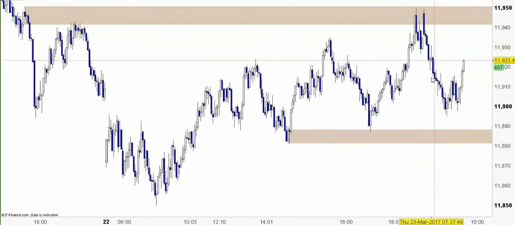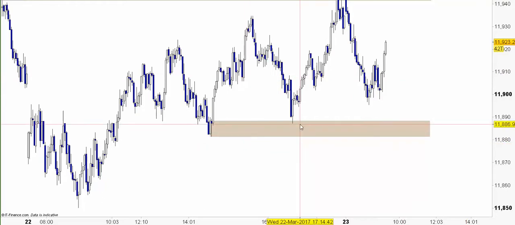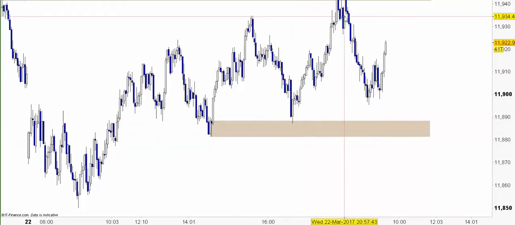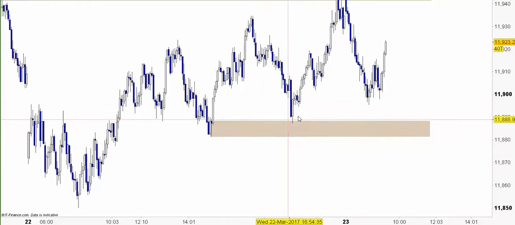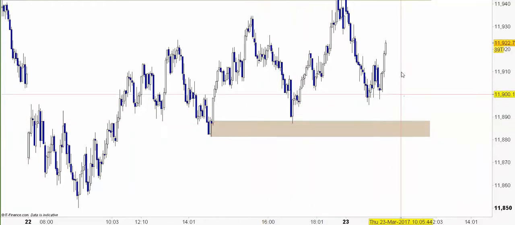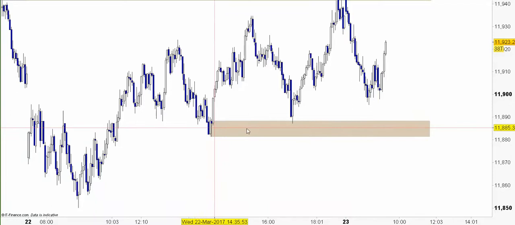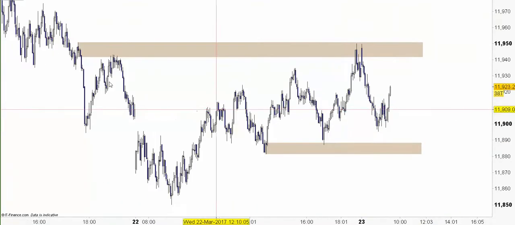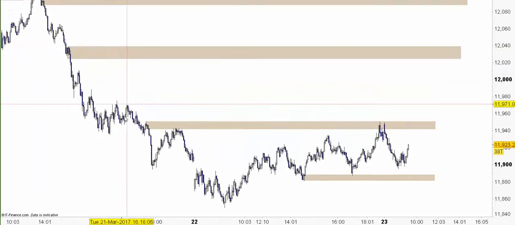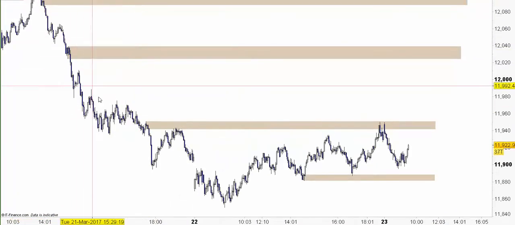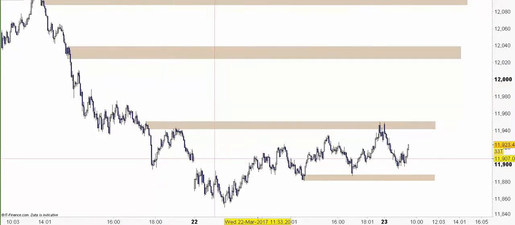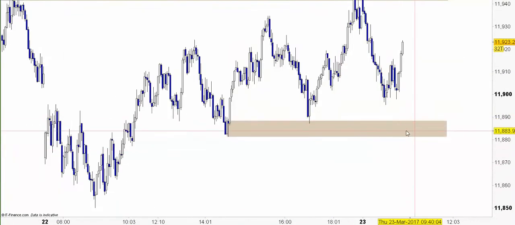Alright, same goes for this little zone down here as well. This has already been tested. We can see a strong reaction away from it. So you've got to assume at least 60 or 70% of the orders are gone. I wouldn't trade this zone a second time anyway. It's too light a zone for me compared to what this zone was. It came off the back of a consolidation after a prolonged down move.